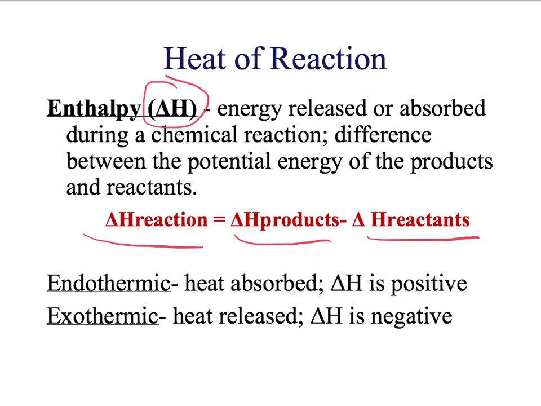Remember we just said that in an endothermic reaction, heat is absorbed. So we know that the enthalpy, or the heat of the reaction, is going to be positive. Exothermic is when the reaction releases heat along with the products, and delta H is going to be negative.